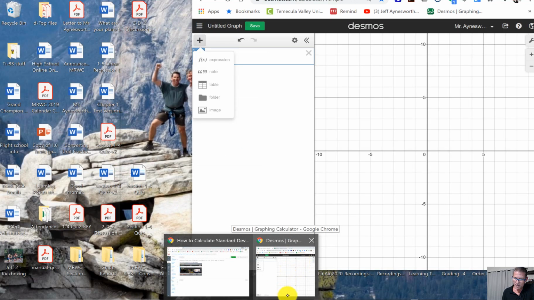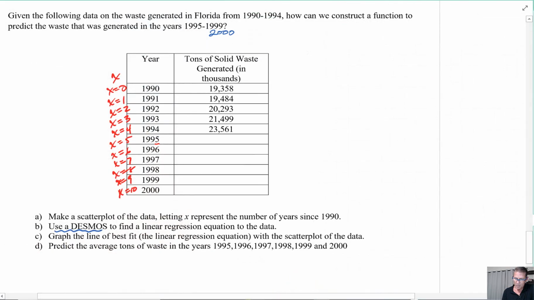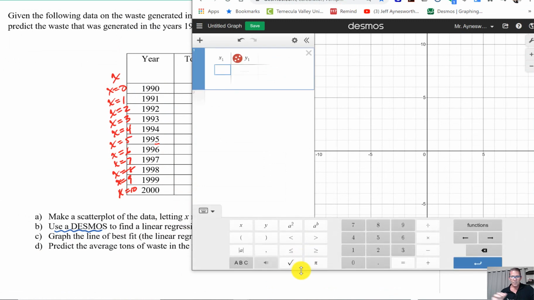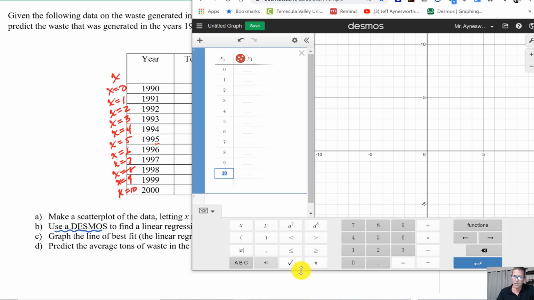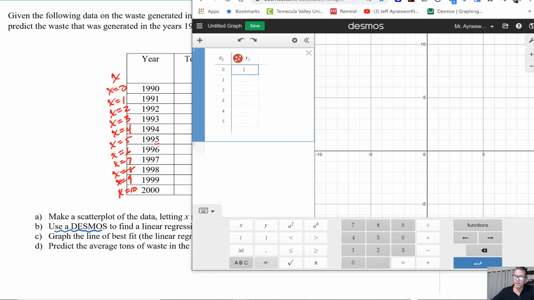Okay, so let's see if we can continue here. All right, so let's enter in the data. Let's put it side by side with Desmos here. Okay, so here we go. Let's add a table in here. So select table and go for it. So 0, 1, and then all the way. Go ahead and enter all the way up to 10. Actually, we're only going to go up to 5. So let me go back here. Okay. So let's enter in the data points.